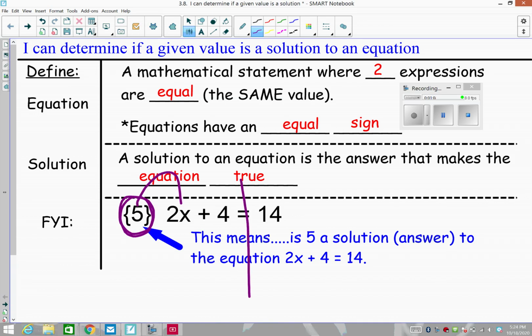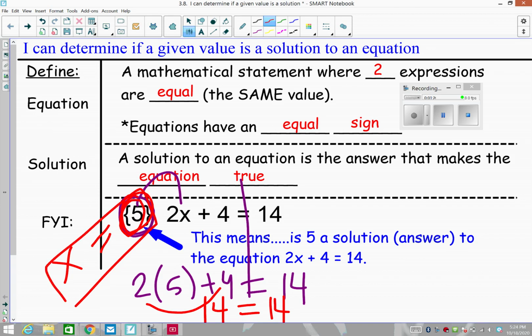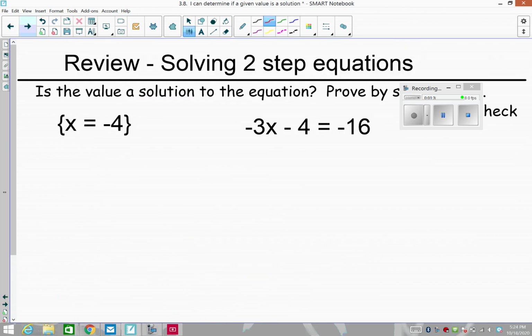So if we plug 5 in, is it true that 2 times 5 plus 4 is the same as 14? Is it true that this equals 14? Yes. So we have the left side equals the right side, meaning 5 is the solution, so x equals 5. This is a review standard, but a good one to go over again so that we're ready to do our equations with fractions and decimals.